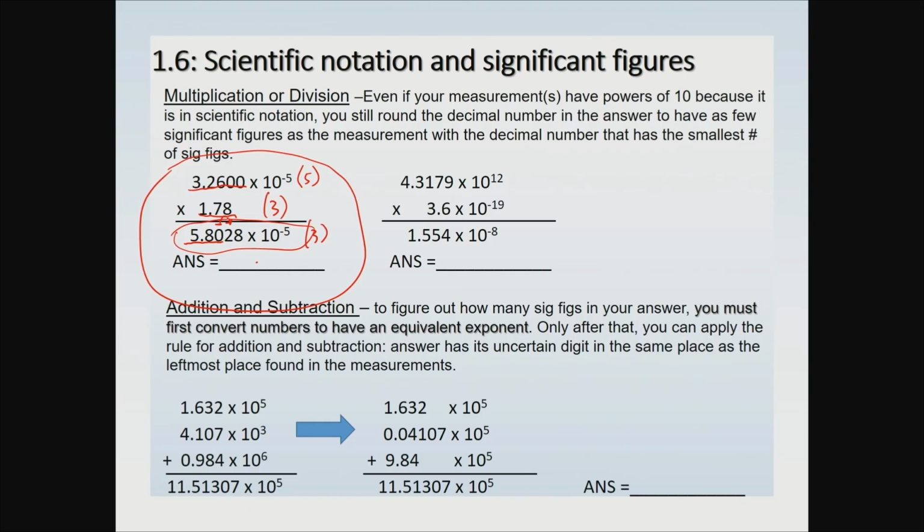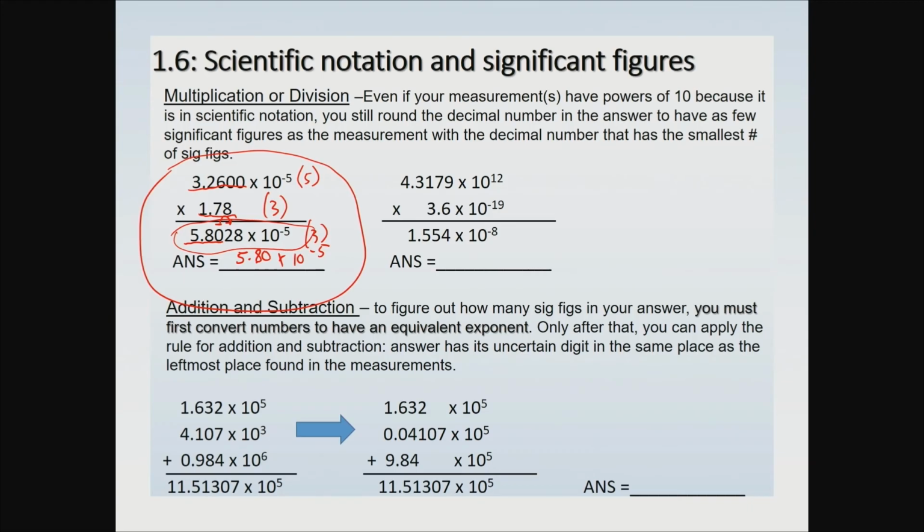But you can see that here the number next to the uncertain digit, which appears to be in the thousandths place, is below 5. This number here, 2, is below 5. Therefore, we do not round up 5.80 to 5.81. Therefore, the answer should be 5.80 times 10 to the negative 5. And so this is the answer that you got in your calculator, but now it has the correct number of significant figures, which is 3. Okay, let's do the next problem.